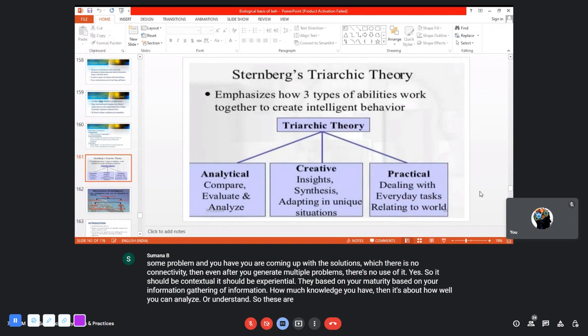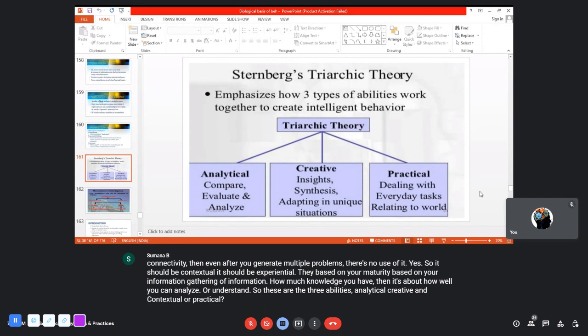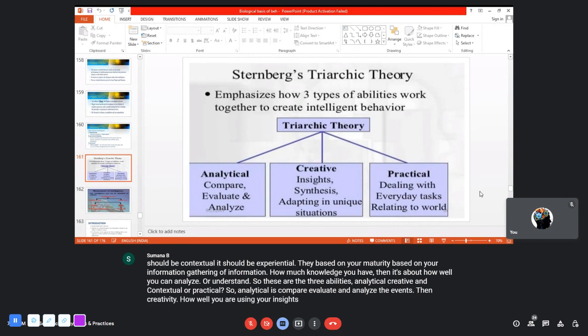So these are the three abilities: analytical, creative, and contextual or practical. Analytical is to compare, evaluate, and analyze the events. Then creativity, how well you are using your insights, synthesis, adapting to unique situations. Then practical is dealing with everyday tasks relating to the world.